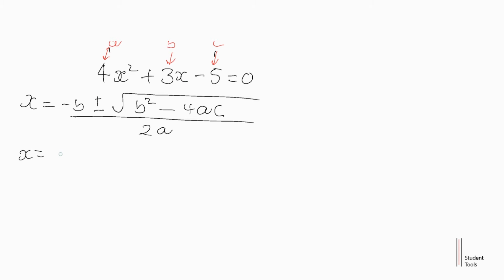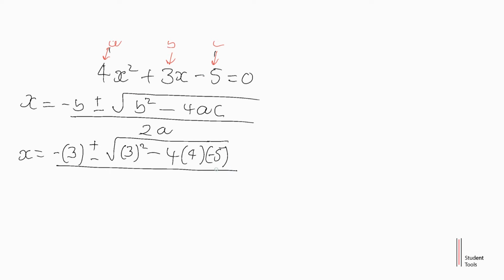So x is equal to minus b. B is positive 3, plus or minus. Never forget this plus or minus. That means we are going to get two answers for x, or two values of x. So make sure that you always keep this plus or minus. So the square root of b squared is a positive 3, minus 4a is the coefficient of x squared, which is 4. And then c. Here we have the constant, which is negative 5, over 2a. This one is the coefficient of x squared, and that is 4.